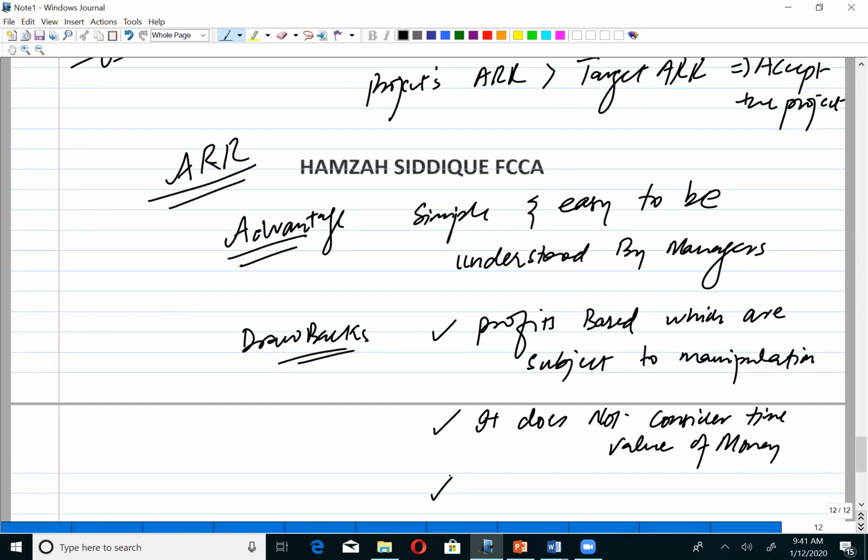No discounting. We just add the profits, calculate an average, and calculate the result. We consider all the profits to have the same value. And the third is, it is a relative term.